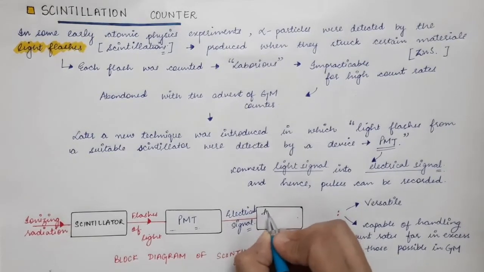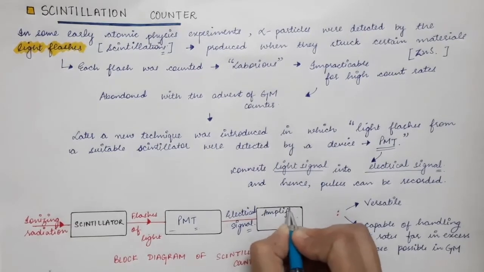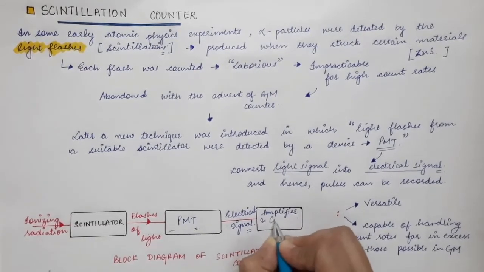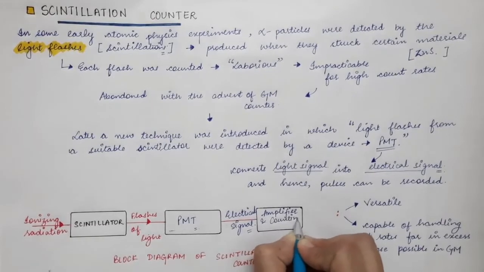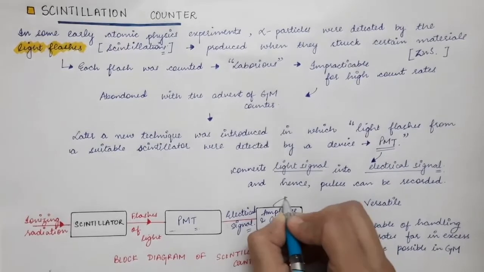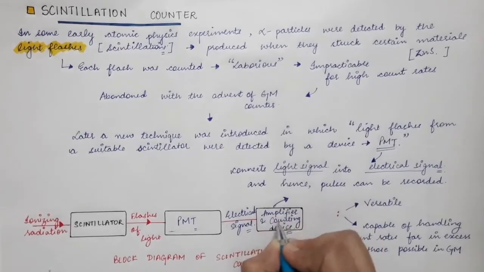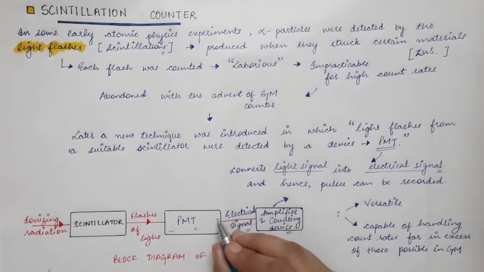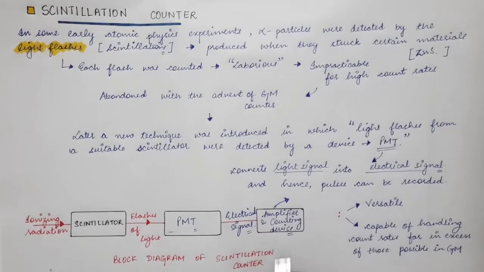First they are amplified with the help of an amplifier, and then they are counted with the help of a counting device. So this is an electronic circuit which is attached to the PMT. Now this method of detecting the ionizing radiation: if you get a pulse, it means some ionizing particle has entered the scintillator. In this way you can detect an ionizing radiation.